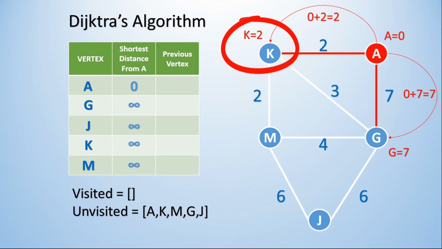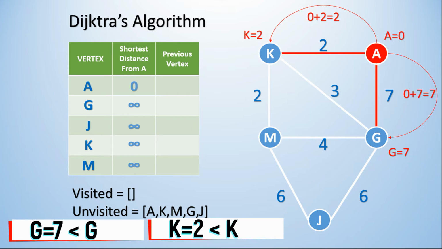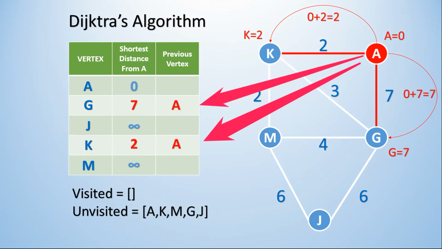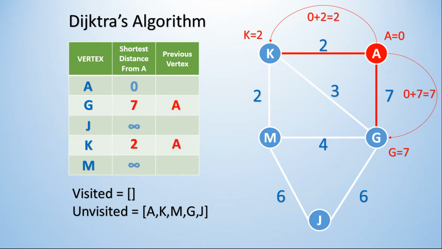If the calculated distance of a vertex is less than the known distance, we can update the shortest distance in our table. At the moment, all of the shortest distances are infinity, so we can update these two distances. Now, we update the previous vertex for each of the updated distances. In this case, we visited G and K via A. So we will write this information to our table.